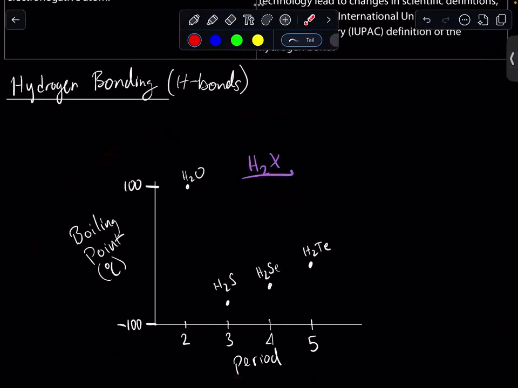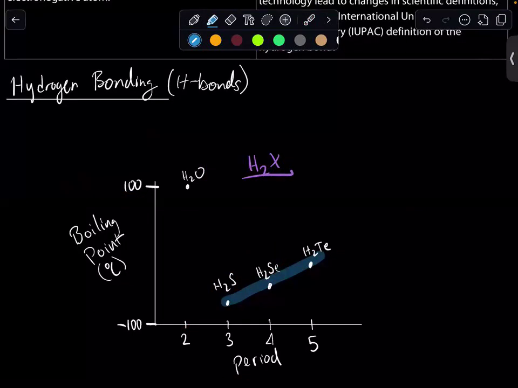We have this chart right here, which shows the boiling point of various molecules when they convert from a liquid phase to a gaseous phase. And they're all hydrogen 2 and something else, so H2X. If we look at period 2, we have H2O. Period 3, we have H2S, H2Se, and H2Te in period 5. And if we look at the boiling points of them, we notice a couple things. First, we notice a steady increase, almost linear between periods 3 through 5.